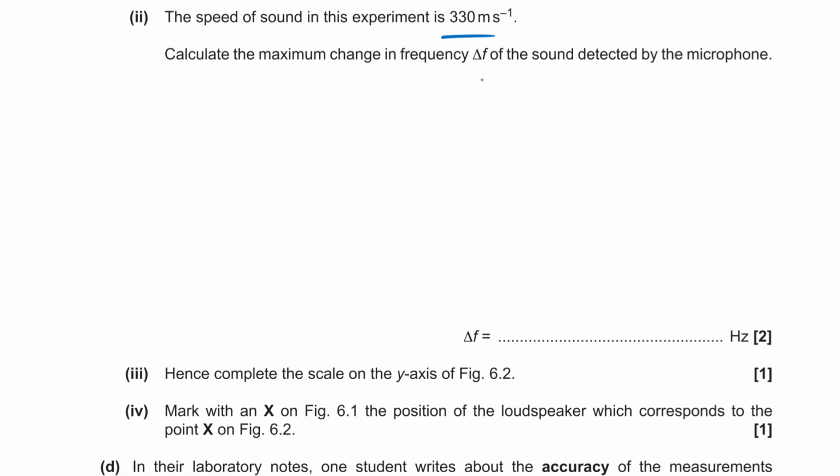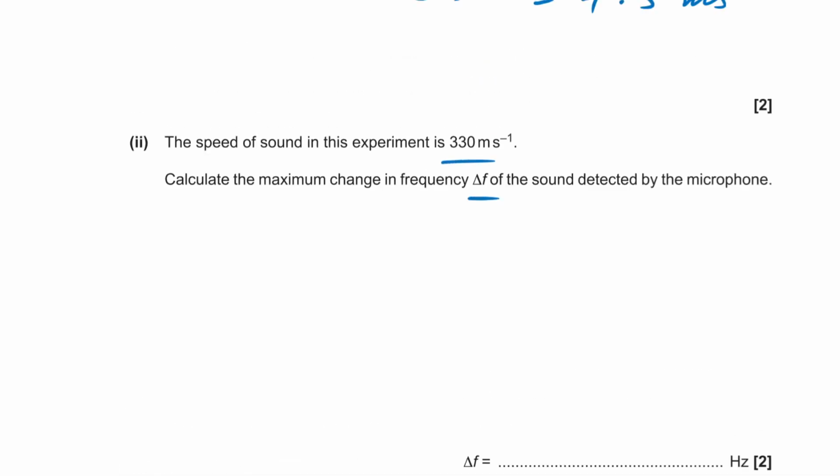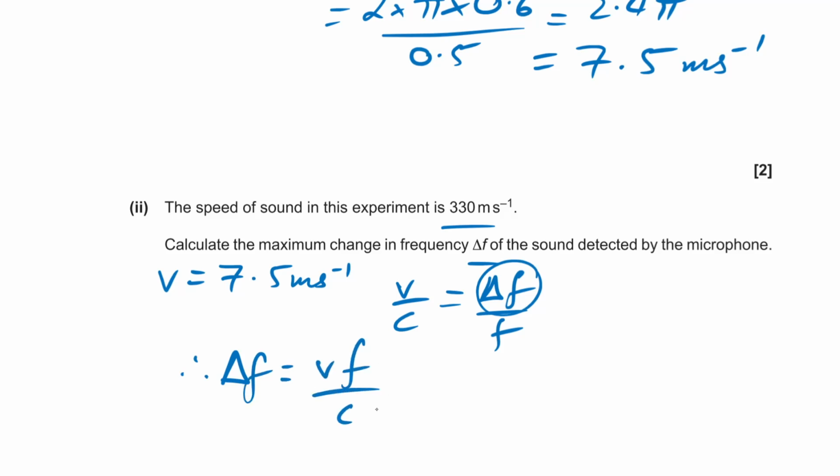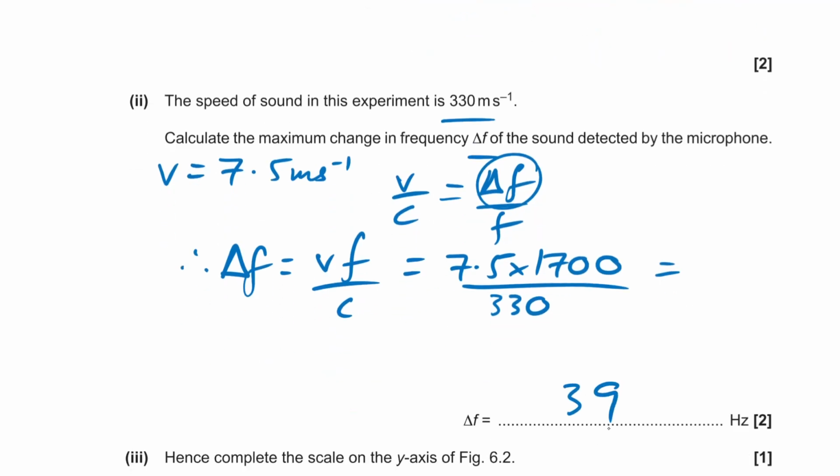Calculate the maximum change in frequency of the sound detected by the microphone. So again, we can just use that speed there, because it's going to be that speed when it's moving away. At any other point, it's going to be relatively not that fast. So we know the ratio of speed to the speed of the wave is the same as the ratio of the change in frequency to the original frequency. So we're looking for this, so therefore delta f is equal to vf over c, so that is 7.5 times our frequency, which was 1700, divided by the speed, and it gives us, to 2 sig figs, 39 hertz difference.